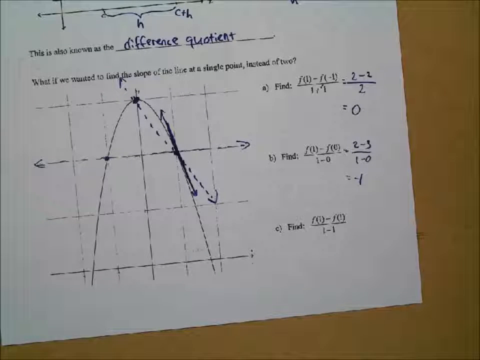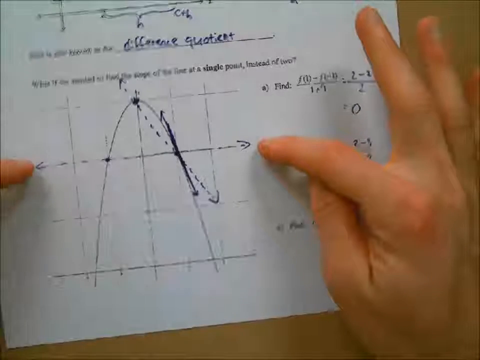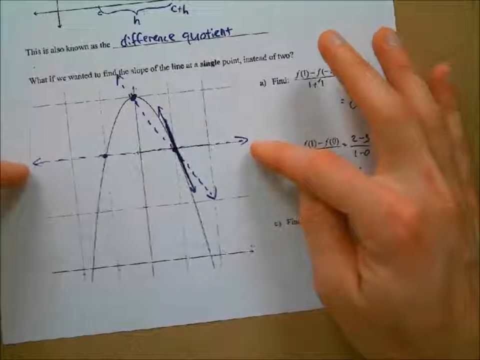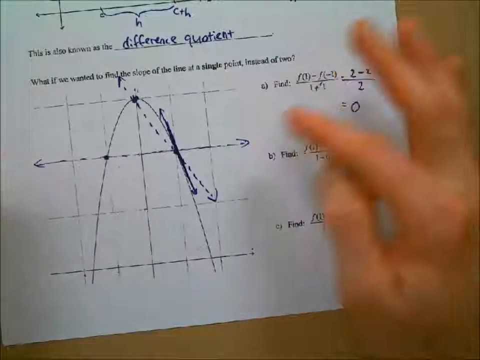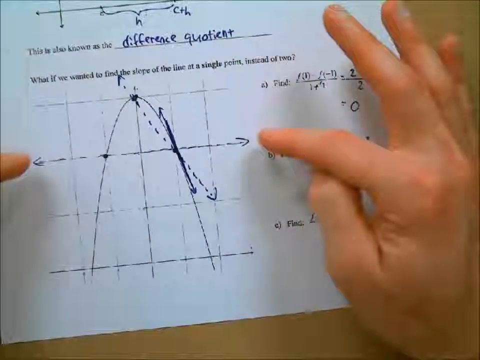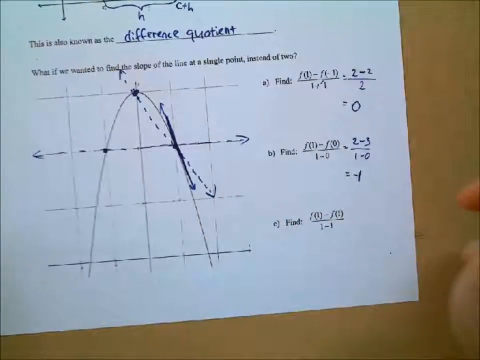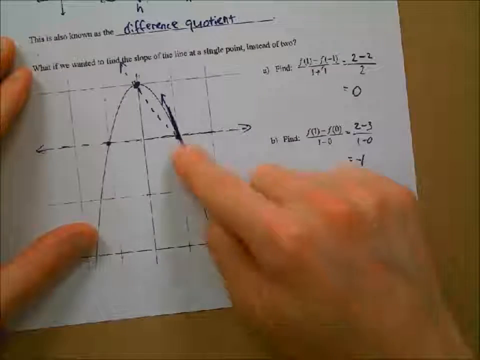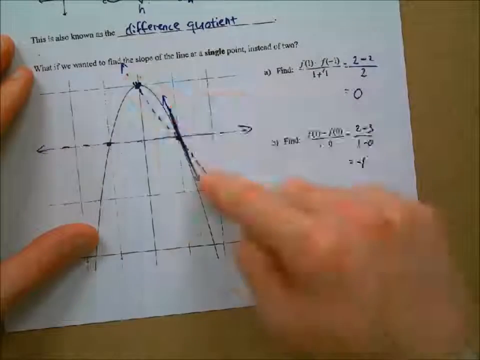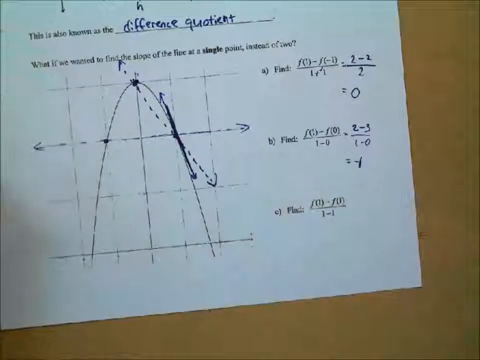Which secant slope looks like a closer value to our actual tangent slope here? The slope of 0 or the slope of negative 1? Which one looks better? Negative 1, right? It's much closer. The dotted line is negative 1. The solid line there is our estimate for the tangent slope.